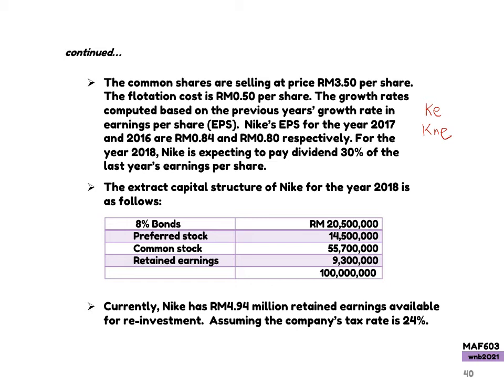So dia dah bagi dekat kat sini abstract capital structure. So kenapa dia bagi this one adalah untuk you determine the percentage of financing ataupun weight of financing for each individual component. And last note kat sini dia bagi tahu Nike has 4.94 million retained earnings available. Sekarang retained earnings dia ada sebanyak 4.94 million dan tax rate is 24%.